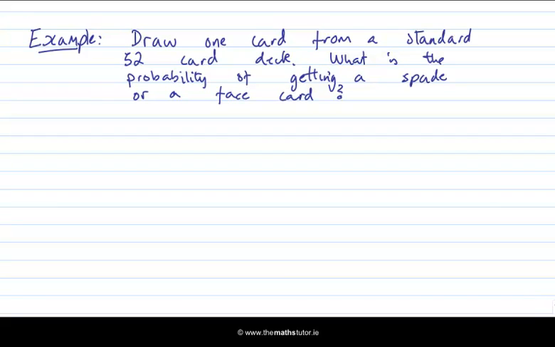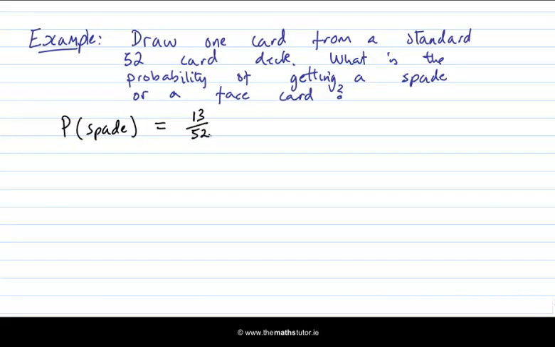So we have two things here. We have the probability of getting a spade, and we have the probability of getting a face card. Right? So let's work those out first. So the probability of a spade, well, how many spades are there in a 52 card deck? There are 13. So the probability of getting a spade is 13 over 52.